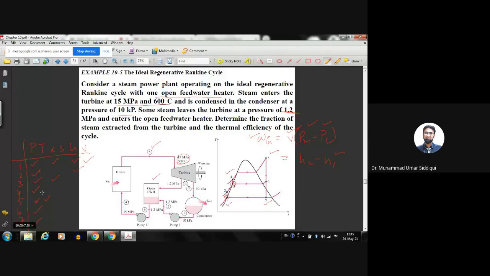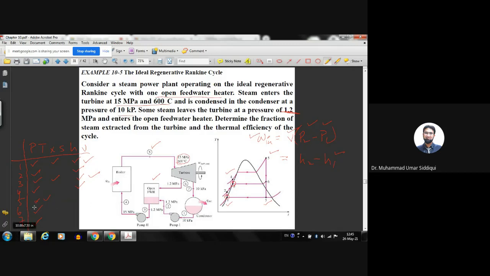In the same way, for the second pump, it is from 3 to 4. So we have pressure and X, we have P and X, so we can find H and V. And then since we know H and V and P3 and P4, we can find what is W in for the second pump. And then correspondingly, we can find what is H4. So we have enthalpies related with the pump, inlet and exit, both the pumps, okay.